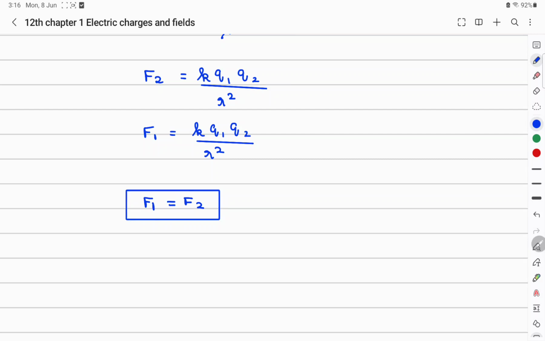So the final conclusion is when the charges on both the spheres become half and the distance between them becomes half, the decrease in force due to reduced charge is exactly compensated by the increase in force due to reduced distance. Hence, the repulsion remains unchanged. So the final answer is that the expected repulsion on sphere A is the same as above. So F1 is equal to F2.